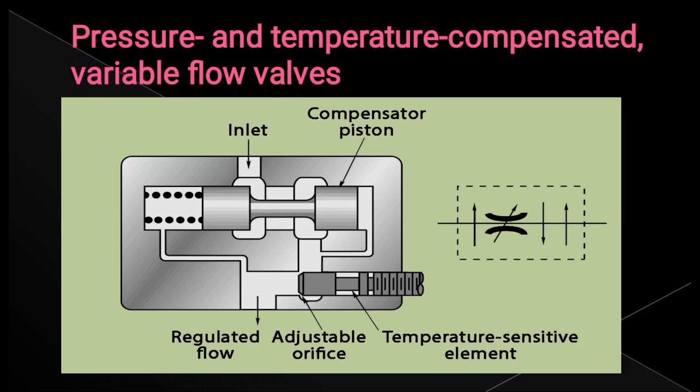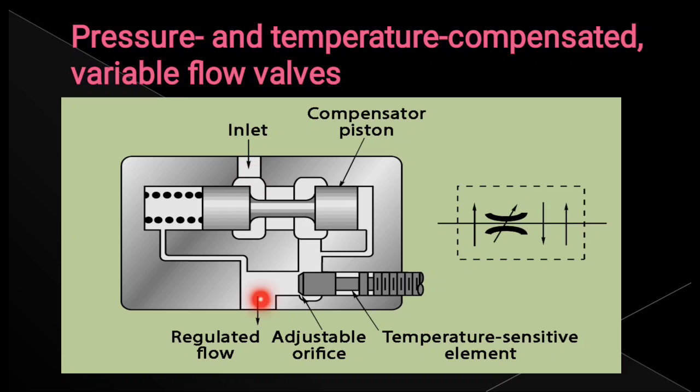Okay, what happens? Earlier we have seen only the pressure compensated flow control valve, but here we are seeing the temperature compensated valve, both pressure and temperature compensated variable flow control valve. It is going to be considered here. So what happens here?